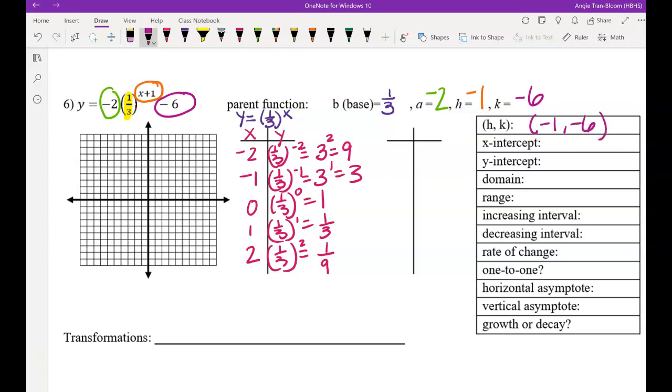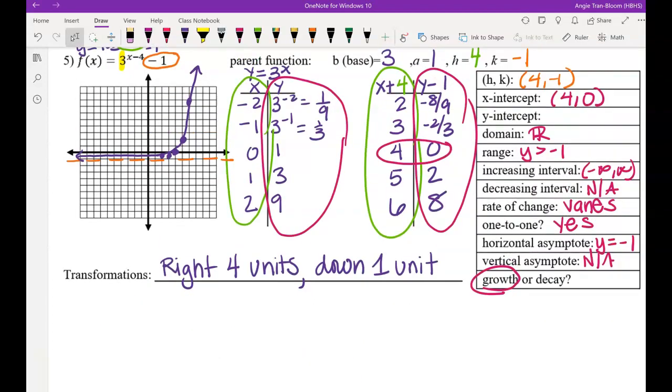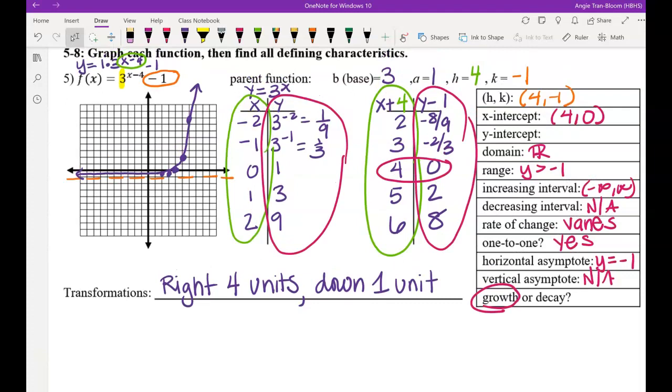Oh, you know what I didn't do earlier? I never went and found the y-intercept for example 5. So let's go and find the y-intercept for example 5. All right, so y-intercept is when x equals 0. So y equals 3^(0 minus 4) minus 1, which is 3^-4 minus 1. That's the same thing as (1/3)^4 minus 1, and 3^4 is going to be 81, so 1/81 minus 1.